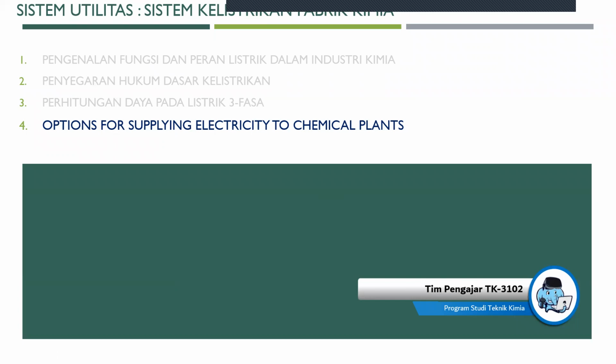So for today, I would like to continue the course materials, still on the electrical system in the chemical plant. Sorry, still in Bahasa for the title. So for today, I would like to explain the real applications or the options for supplying the electricity to the chemical plants.